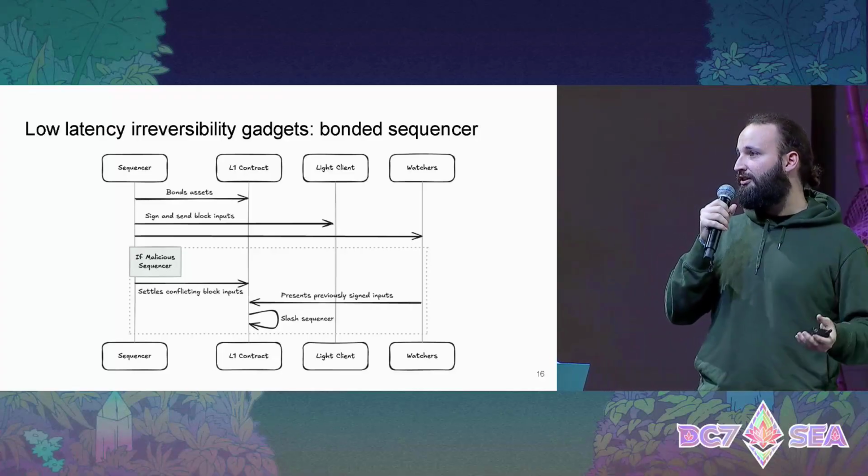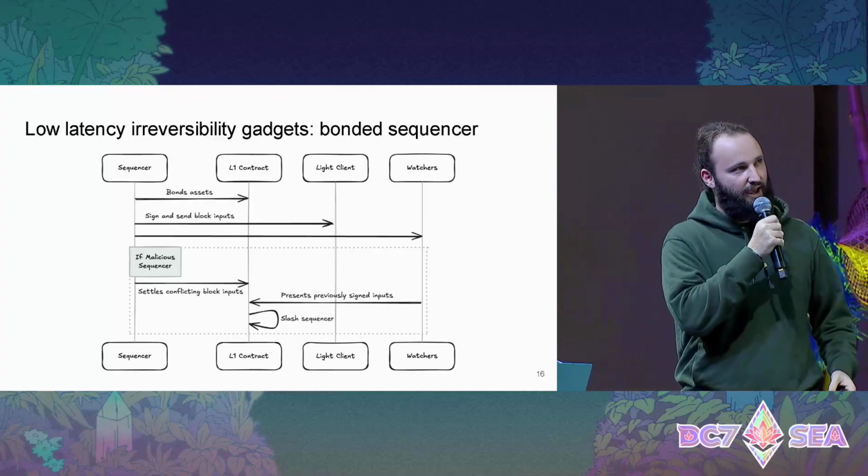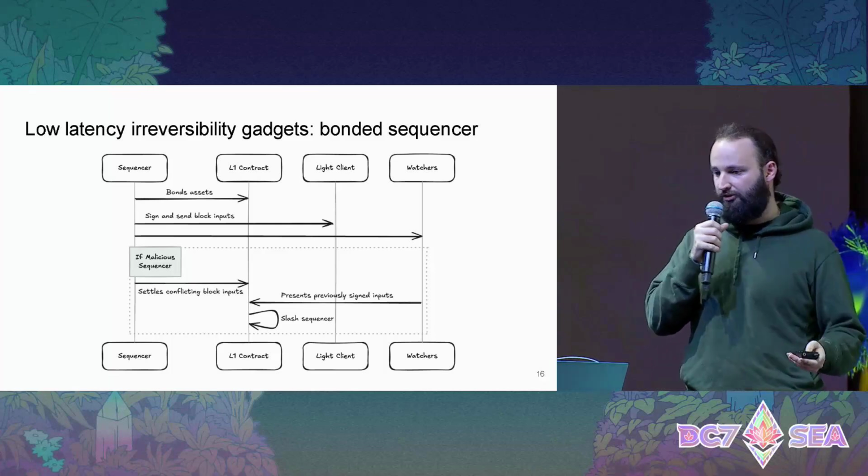So this is much better. The latency is still very good. Our hot path is just signing. And the security is better, and we could scale it kind of as much as we want just by increasing the bond.